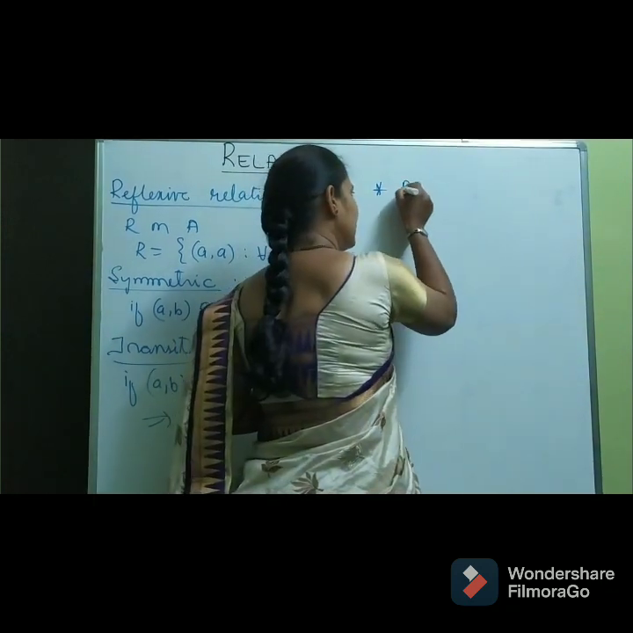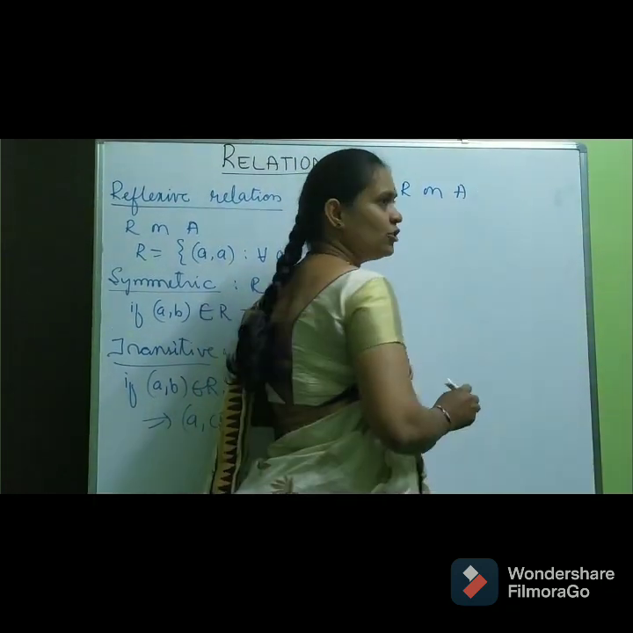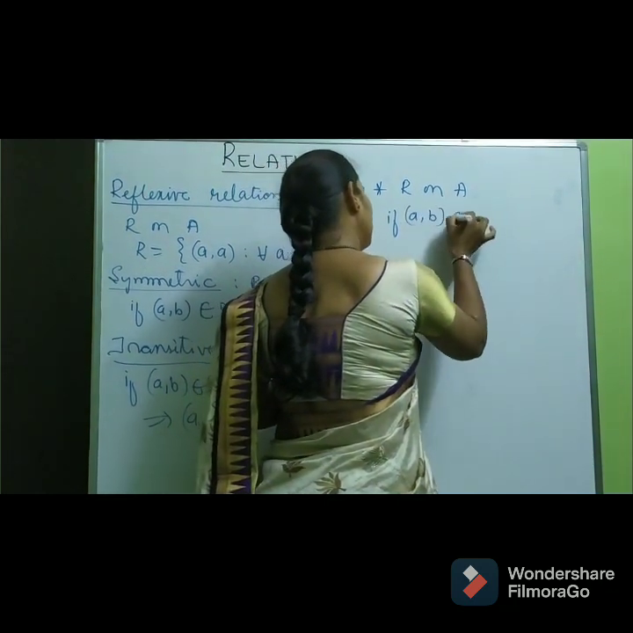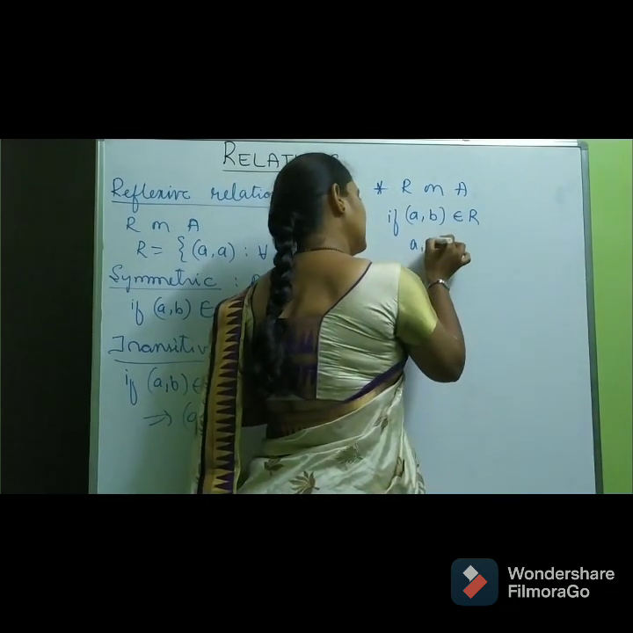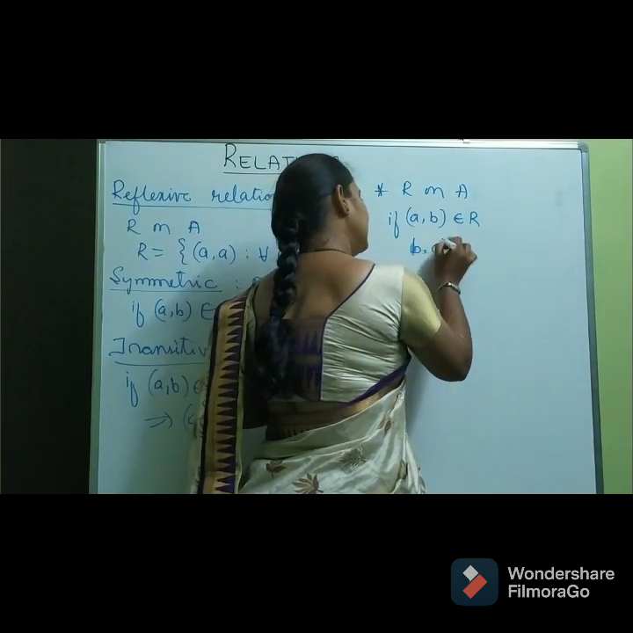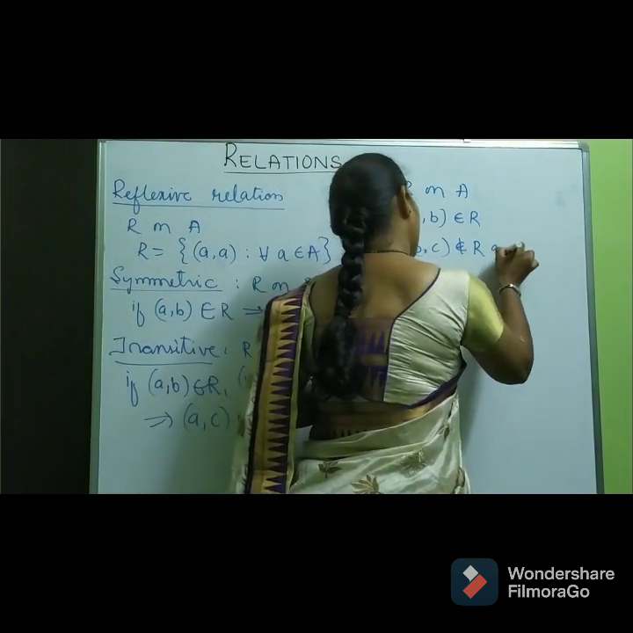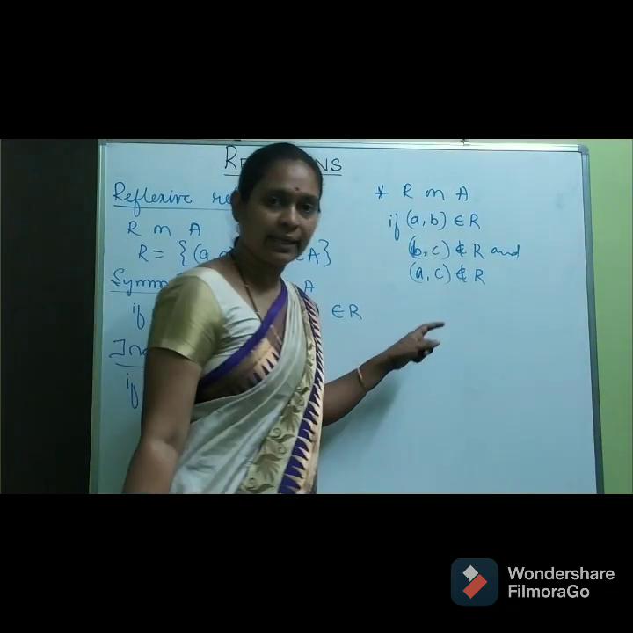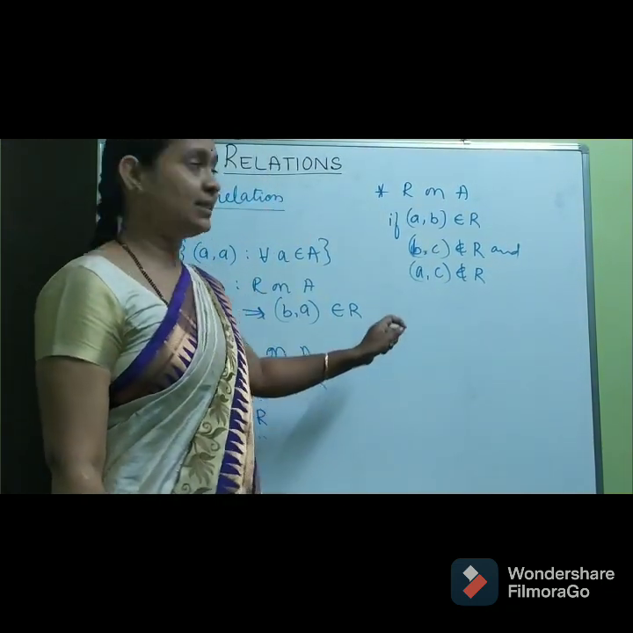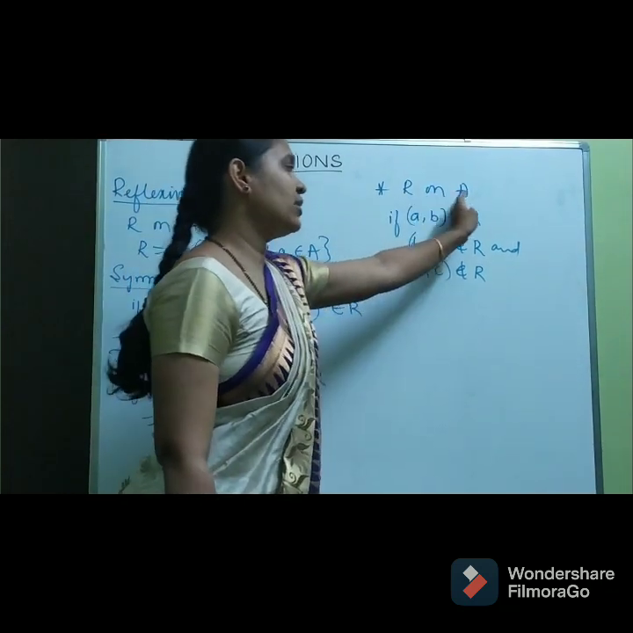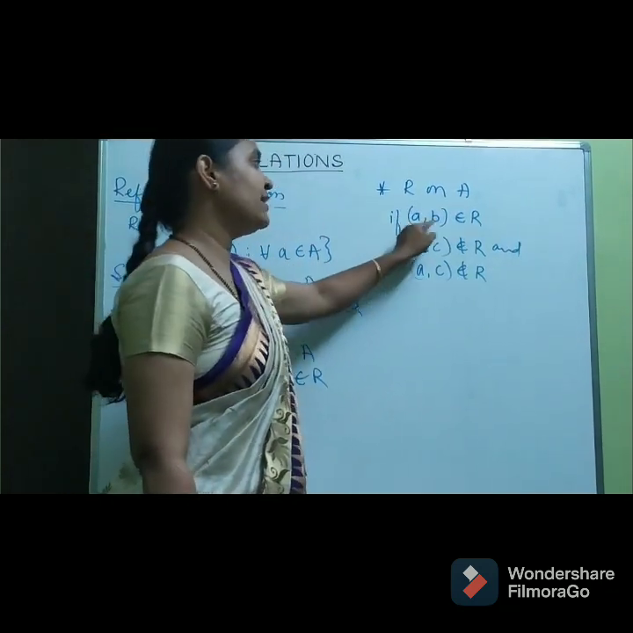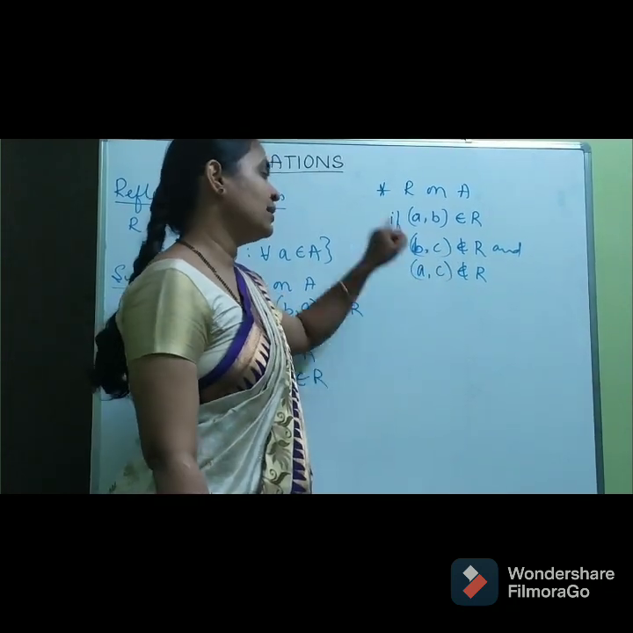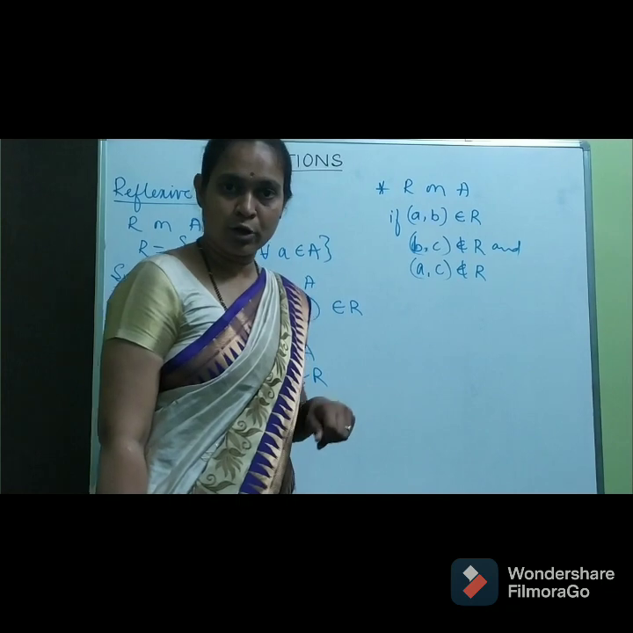The second kind of the same transitive is: a relation R on A is said to be transitive if (a, b) belongs to R, (b, c) does not belong to R, and (a, c) does not belong to R. This is the second kind. This is the most important kind. A relation R on A is said to be transitive if (a, b) belongs to R, (b, c) does not belong to R, therefore (a, c) does not belong to R.